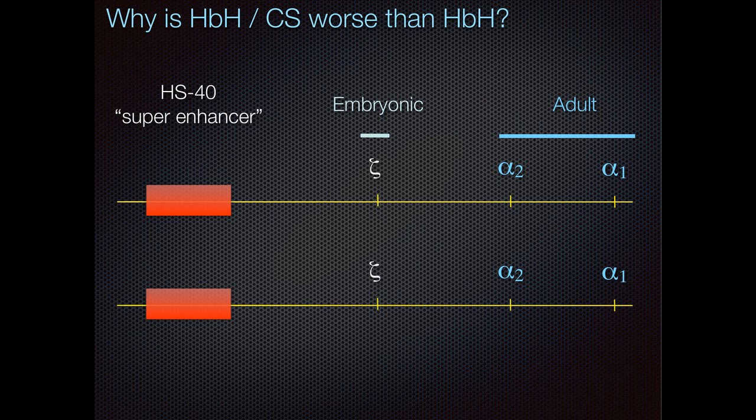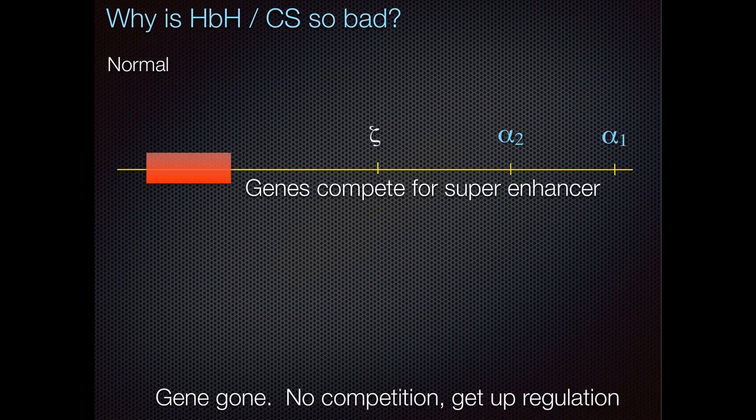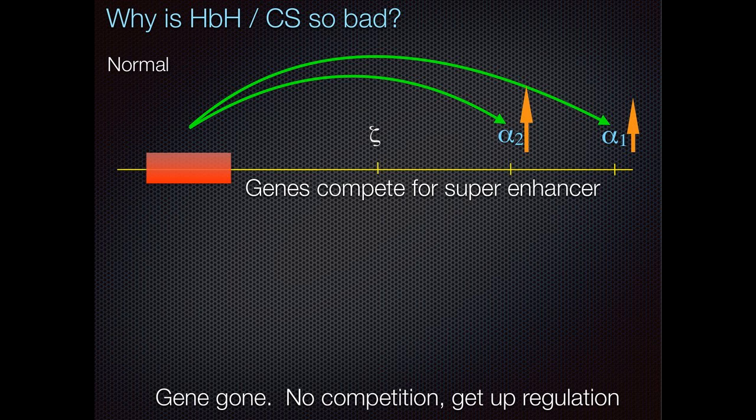Well, this is a map of the alpha gene loci. There's the embryonic gene and 2 adult alpha genes. And upstream of the genes is a super enhancer that activates the genes. And the 2 genes compete for the activity of this enhancer. So alpha 2 is closer, it competes better, so you get more expression than alpha 1. So normally in humans, alpha 2 is expressed more highly.